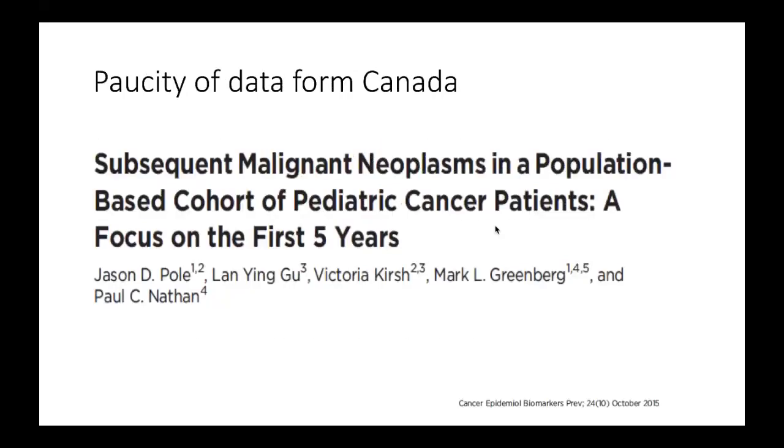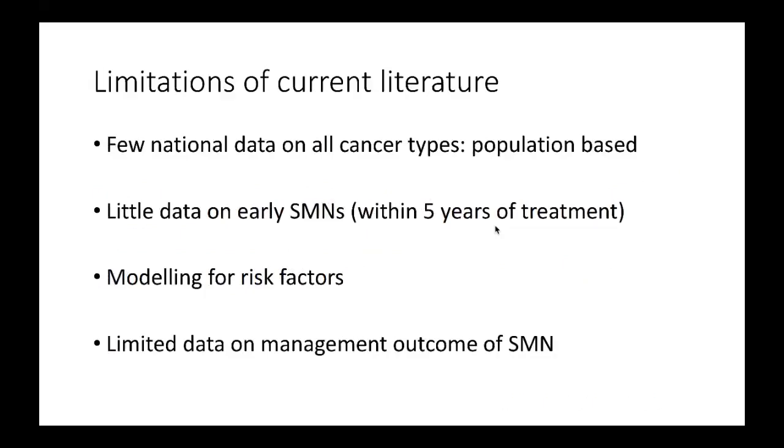Please feel free to jump in, Jason, if you want to talk about this paper, but I wasn't going to get into details of findings. I did want to talk a little bit about overall limitations of current literature. If we look at international data, there are very few national data on all cancer types that are population-based. Those are only a handful of papers. If we look at the matter further, there's really very little international data on early second malignant neoplasm. So Jason's paper is a substantial addition to literature, but once again, it's focused on Ontario centers, which would be about 40% of our cancer patients.